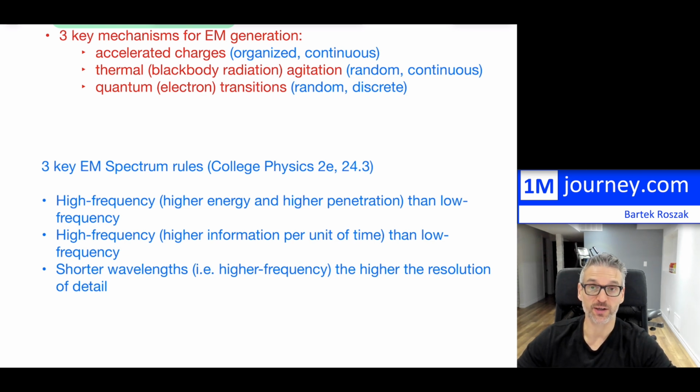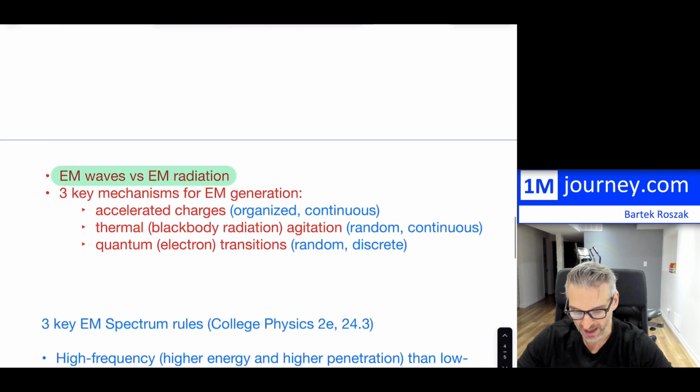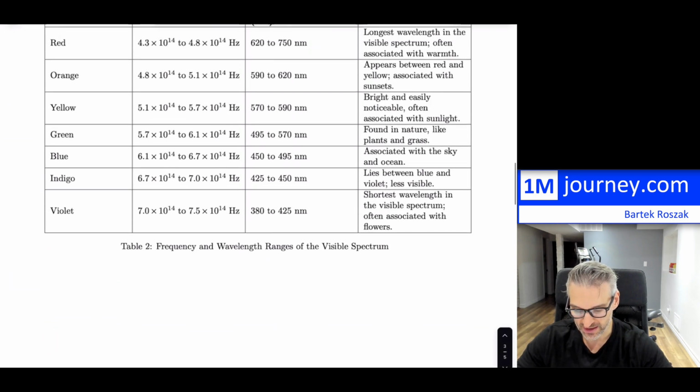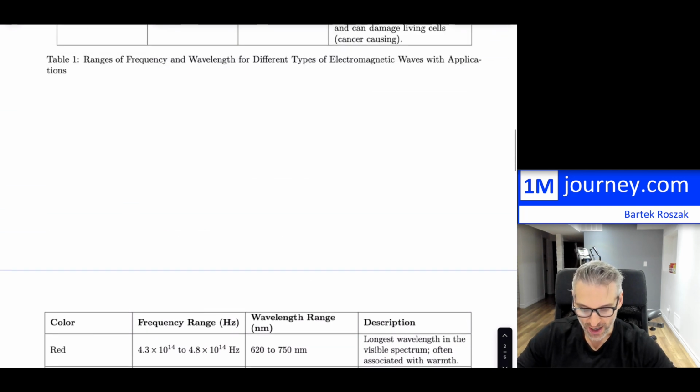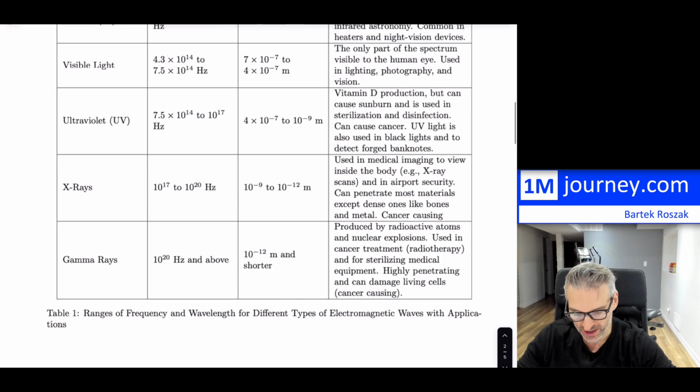We don't typically want to use gamma rays because they're very radioactive. X-rays are already not the greatest for us, but at least we can tolerate them in certain amounts, with less risk than gamma rays. All right, so that is the spectrum.